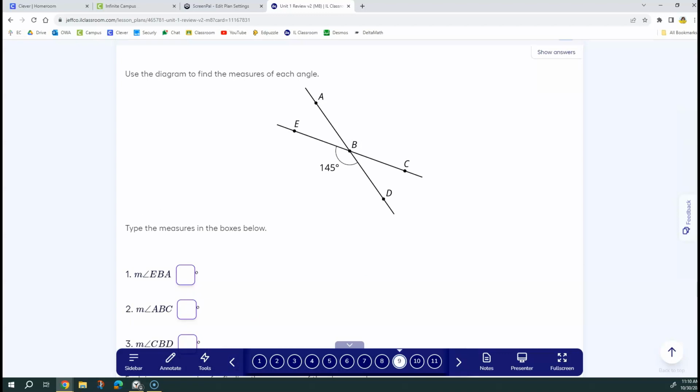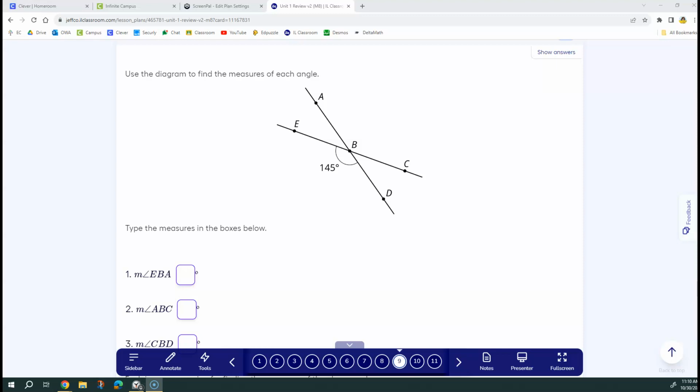So I wonder if this works any better than my annotate. We'll see. We'll see if it works. I'll pick a different color. And yeah, we'll just see if it works better than the annotate feature.